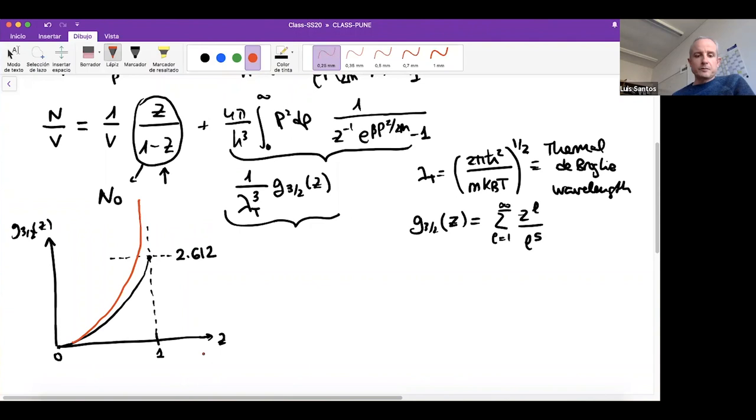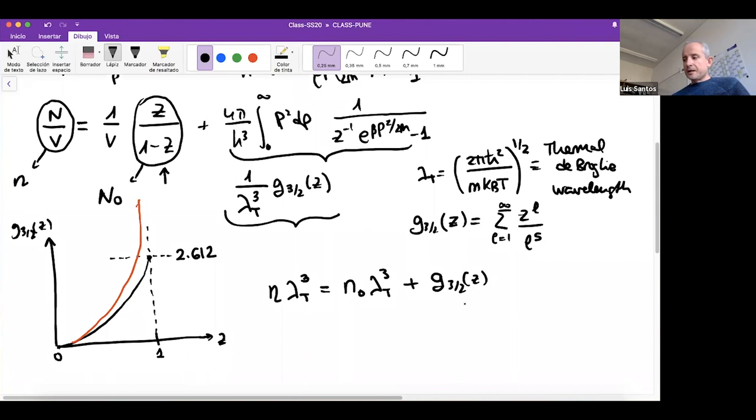So this means that, as I say, this is the density. So I will write this in this form. This is basically the same expression. And n_0 is the density of particles in the lowest state, p equal to zero, plus, as I say, this g_{3/2} of z function. But then I tell you that this is smaller than 2.612.